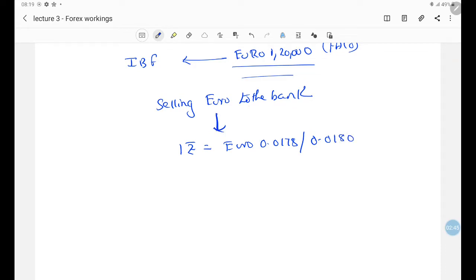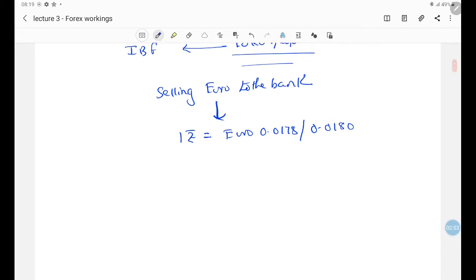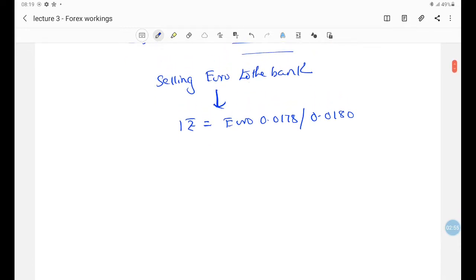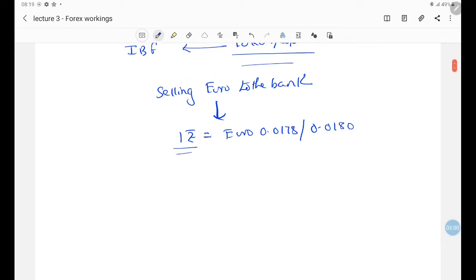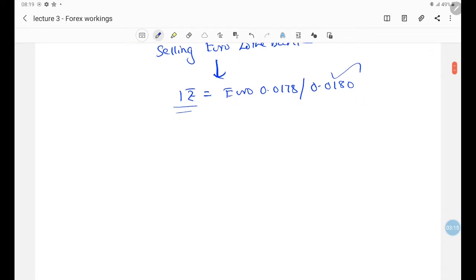So this is selling euro to the bank. 1 rupee equals euro 0.0178 or 0.0180. It is the indirect code they have given. Though we have to sell euro to the bank, we require rupee. So at what rate will the bank be selling rupee? It will be selling rupee at the rate of 0.0180. So the rate applicable here is 0.0180 euro for 1 rupee.